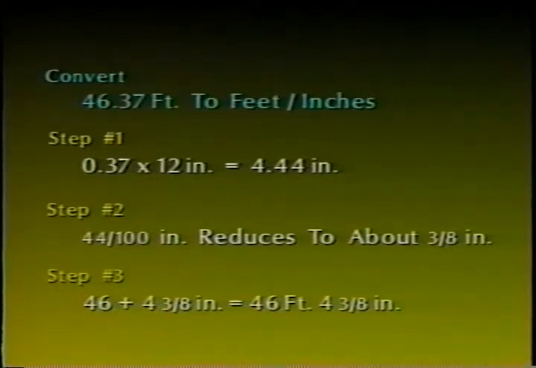The reverse of foot and inch to decimal, or decimal to feet and inches, is shown in this graphic. Convert 46.37 feet to feet and inches. First take 0.37 feet and multiply it by 12, converting it to 4.44 inches. This decimal fraction reduces to 4 44/100ths of an inch, or most nearly 3/8 of an inch. Adding the 46 feet back into the conversion completes the operation at 46 feet, 4 3/8 inches. The number of decimal places rounded to will be dictated by the accuracy required for the work.